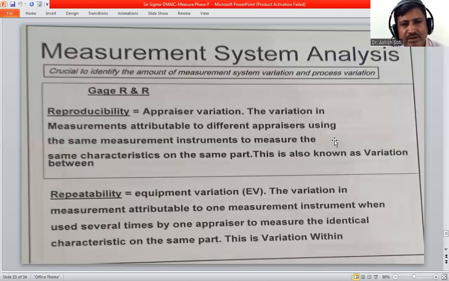Reproducibility means appraiser variation, the variation in the measurement attributable to different appraisers using the same measuring instrument. That is, another person is using it and variation is coming. Repeatability is the same equipment, the same person using it after some period of time, whether after repeating, the things are coming right or not.